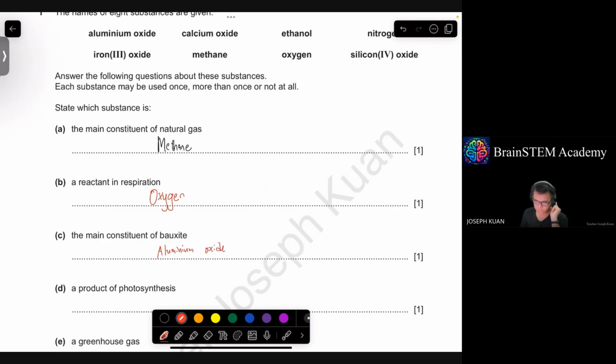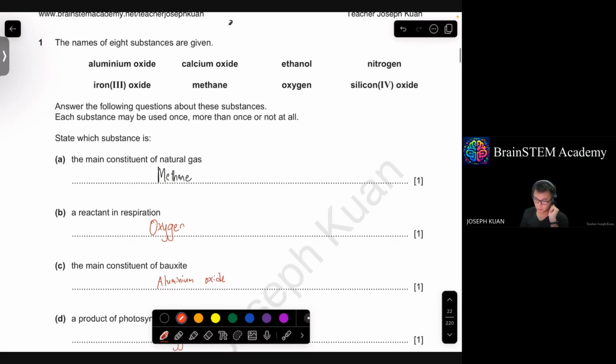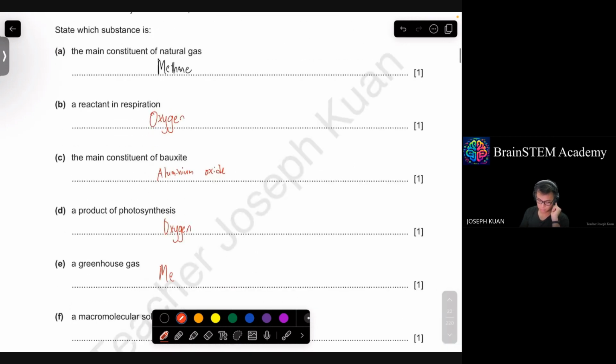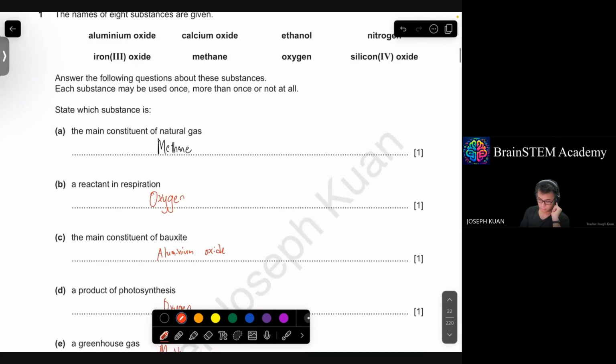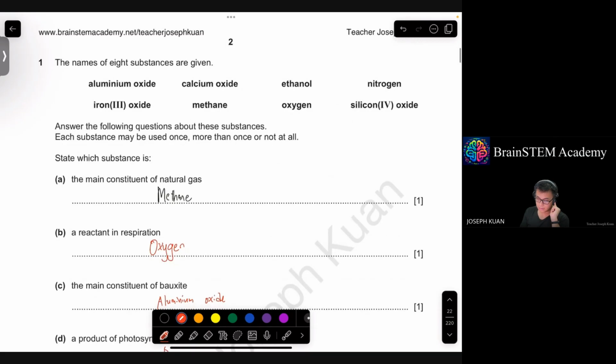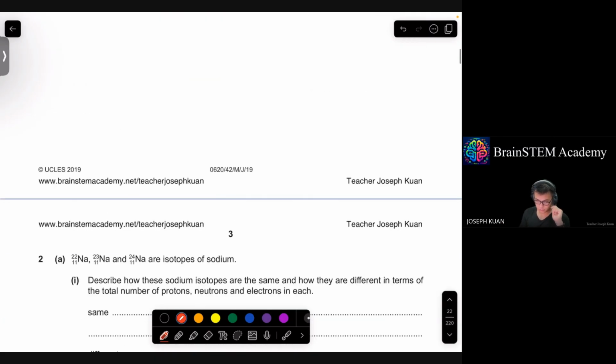And D, a product of photosynthesis. So plants actually produce oxygen for us to respire. So actually this is a repeated answer, which is oxygen. And a greenhouse gas, that will also be methane. And lastly, a macromolecular solid, that will be silicon oxide, which is commonly found in sand and quartz. Moving on to question number 2.